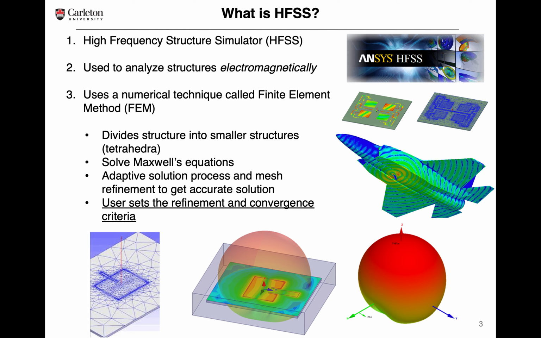The numerical technique that HFSS uses is called the finite element method, and although you don't need to know exactly how it works, it's a good idea to understand how HFSS solves Maxwell's equations in these structures. So the idea is the software will divide each structure into smaller structures called tetrahedra, kind of like the picture on the bottom left-hand corner here. And then it would solve Maxwell's equations at every one of those small structures. And then it would use an adaptive meshing process to try to get an accurate solution.